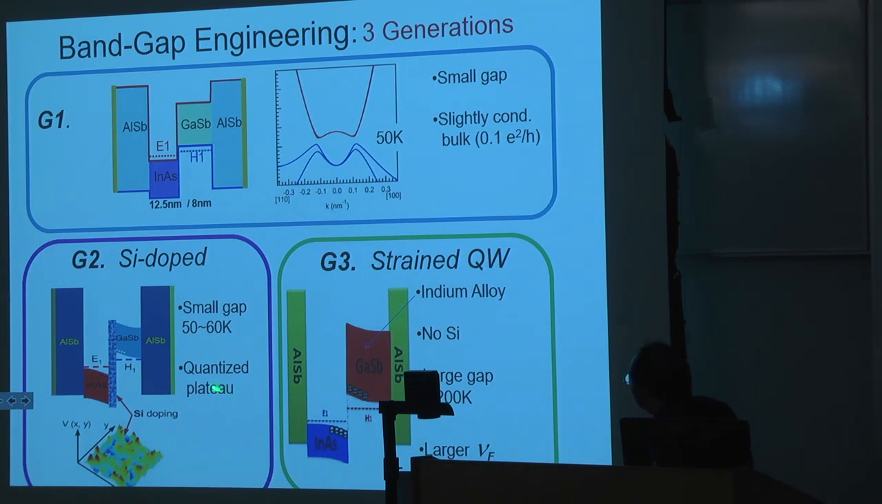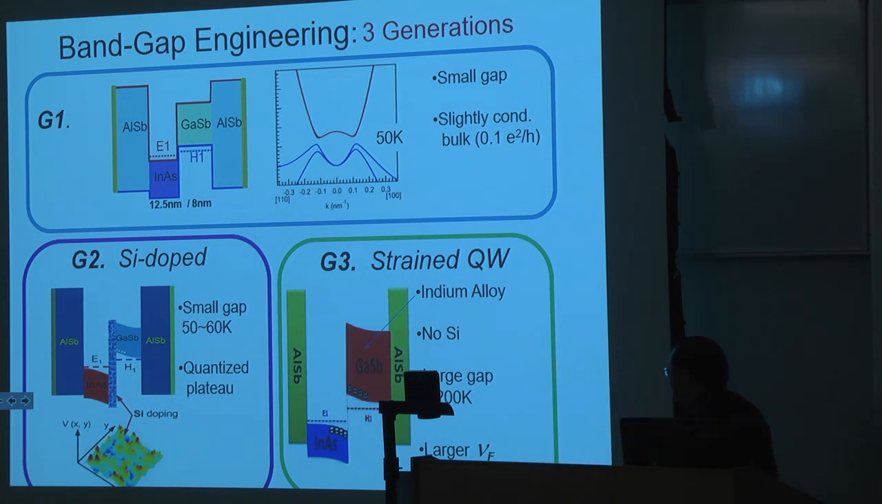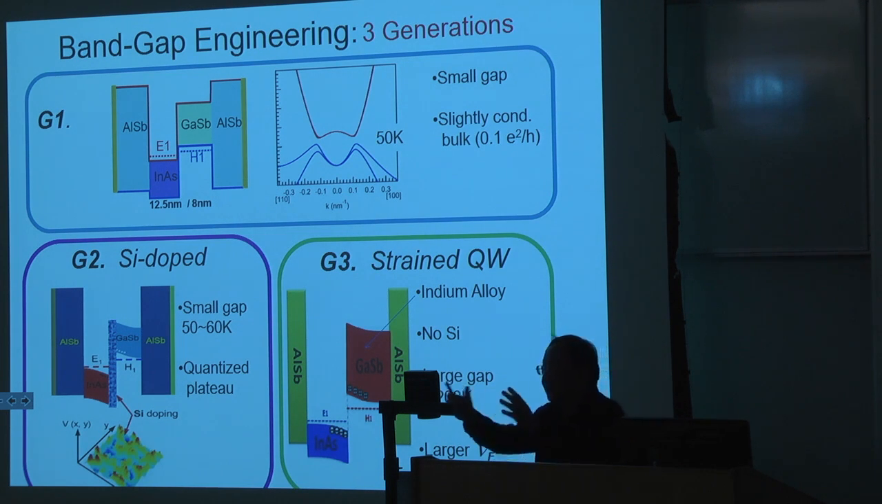Then number three is, see, this is the gap, which is relatively small. So if I have some trick to enhance the gap, I will gain a lot because you can change some other parameter, especially you can measure this at relatively high temperature. So what we do is to introduce some strain during the growth. And the strain effect here is introduced by indium. And the indium atom is larger than gallium antimony on average. Therefore, indium makes the lattice bigger.